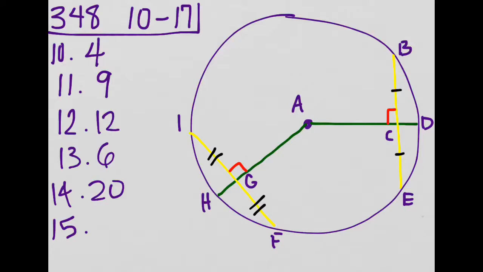AI, now this is a line that we don't have on here yet. I'm going to add it as a dotted line. It's going to be another radius, so it's going to be equal to AD and AH. Find AI, that's what we're looking for.